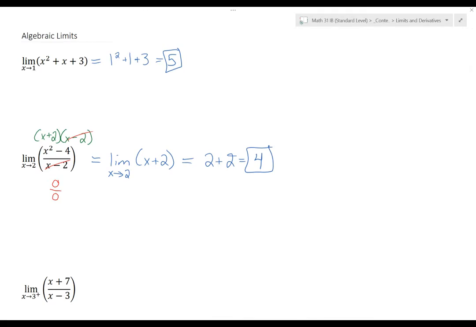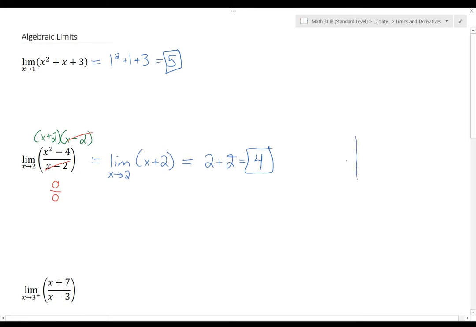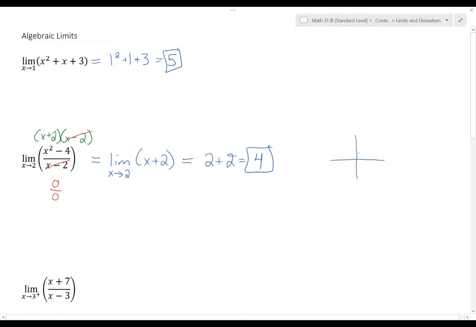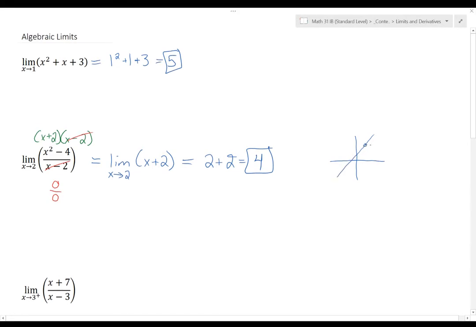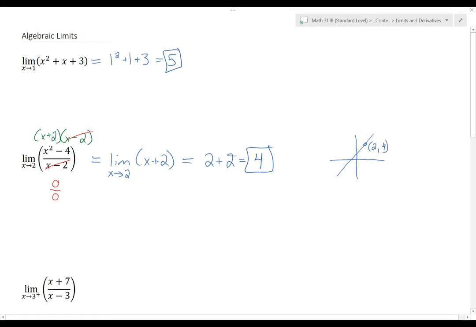If I'm drawing this rational expression, it's equivalent to the line x plus 2, the line y equals x plus 2, with the exception that it has a hole in it at the point (2, 4). So that's graphically what this means. Algebraically, if I can factor and simplify and then substitute in the value I'm looking for, I can figure out what the limit would be.